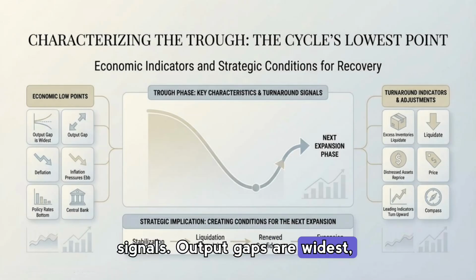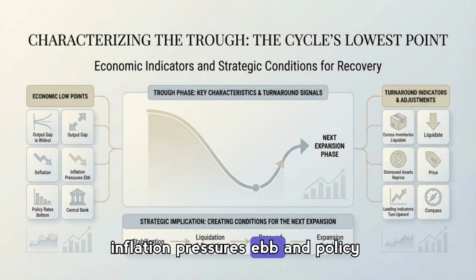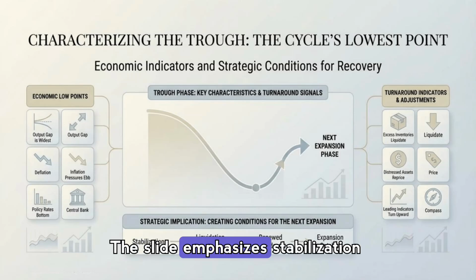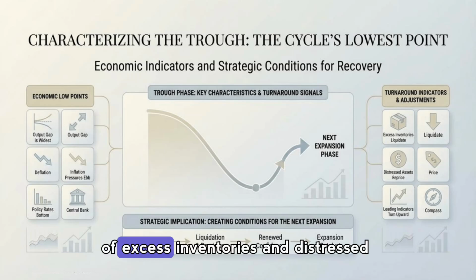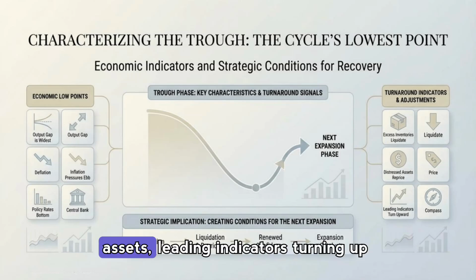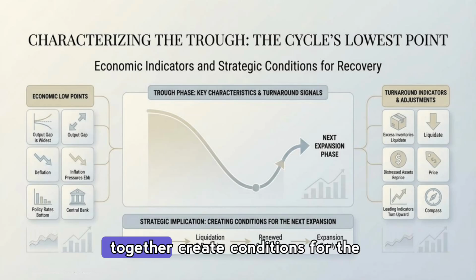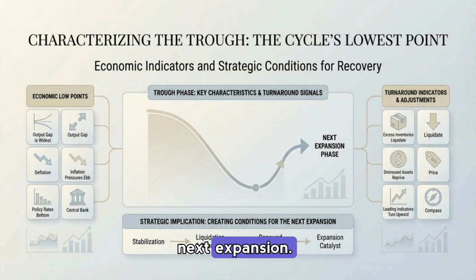Output gaps are widest, inflation pressures ebb, and policy rates often sit near their bottom. The slide emphasizes stabilization steps like liquidation and repricing of excess inventories and distressed assets, leading indicators turning up, and renewed confidence that together create conditions for the next expansion.